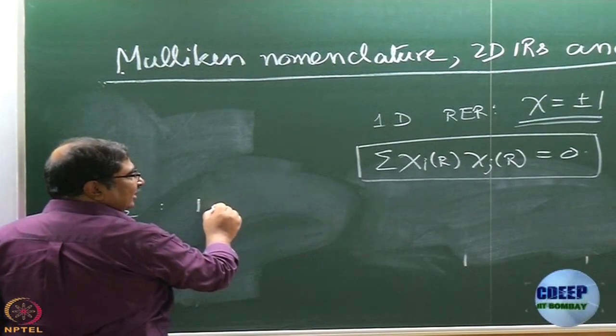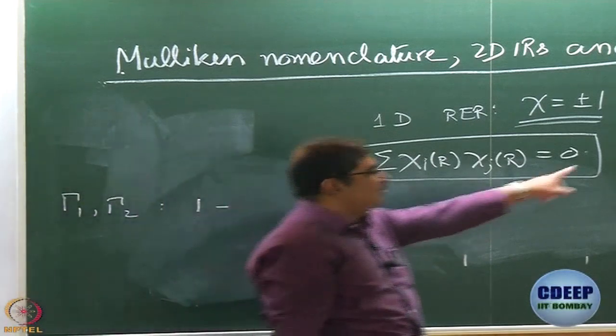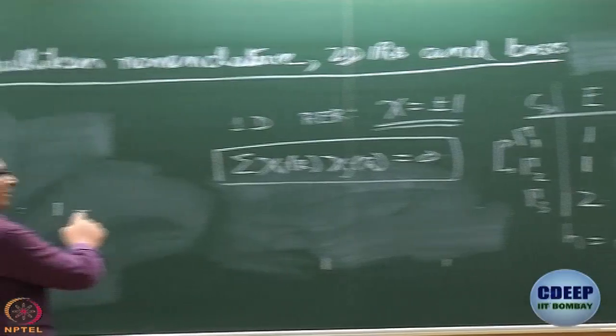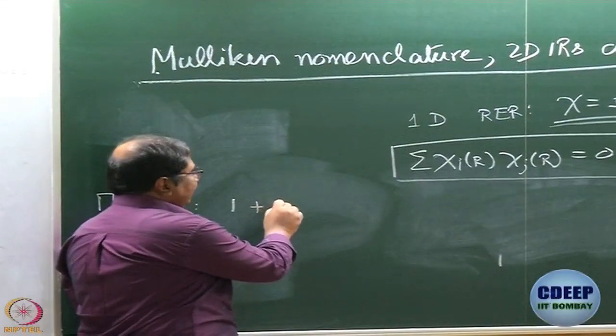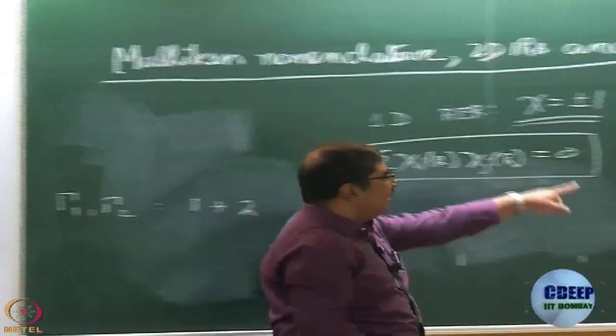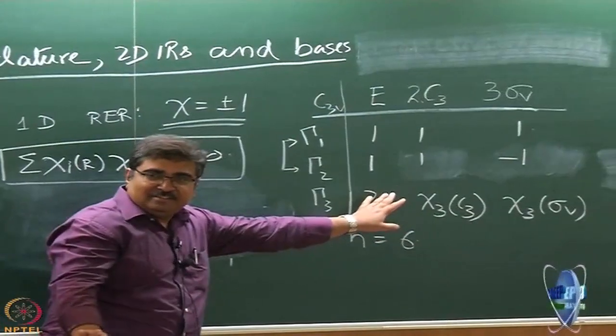Where did that come from? Gamma 1 and gamma 2. I am not doing gamma 1 and gamma 3 yet. So, 1 then plus 2 into 1 into chi3 of C3, right. Let us write chi3 of C3 right now.